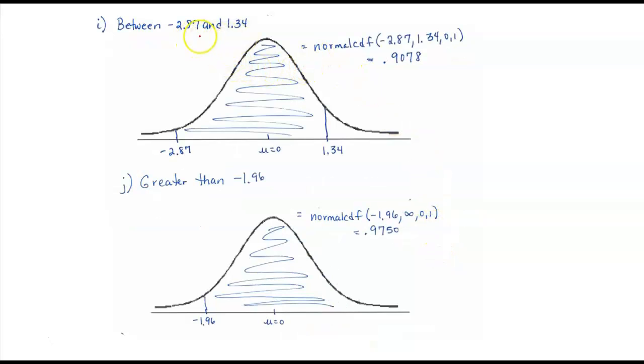Okay, we're looking between these two values. So I'm going to do normal CDF between, this is my lower and my upper. And greater than negative 1.96 is going to be this whole thing. So it would be from negative 1.96 to infinity. So I'll put in the E99 there.